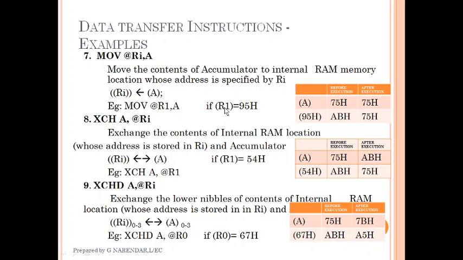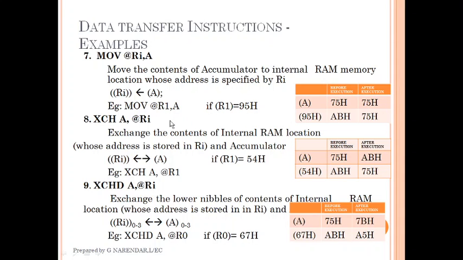Assume that R1 contains 95H, and here we have shown the contents of the accumulator and the 95H memory location before and after the execution of this instruction. The contents of the accumulator are copied to the 95H memory location, and the accumulator remains unchanged as it is a source location.